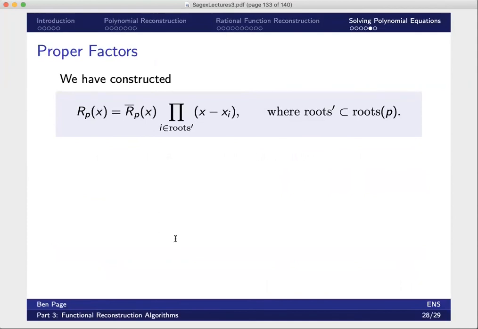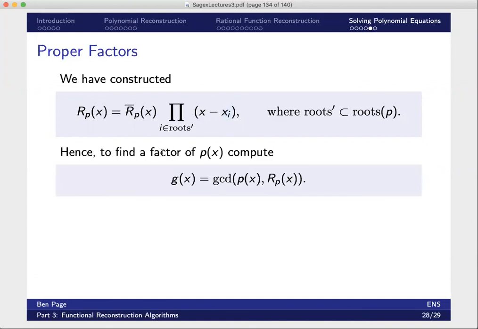So how do we get this root out? I mean, this is a very nice trick. Let's look at r_p of x. Now, if we think about how it will factor, it's going to give some polynomial r_p bar multiplied by the product of (x − xi), where these xi are coming from a subset of the roots of p. Because we're working probabilistically, and only 50% of the time are you going to get each root.